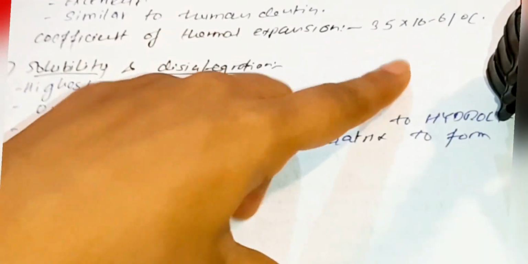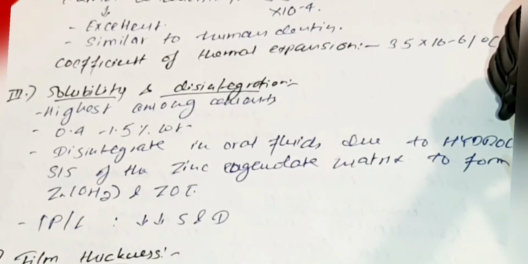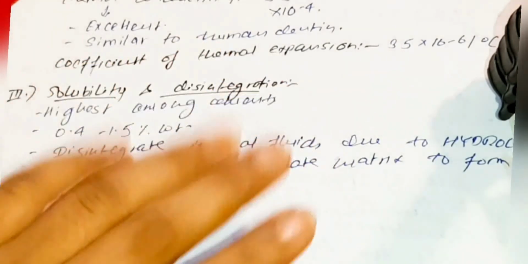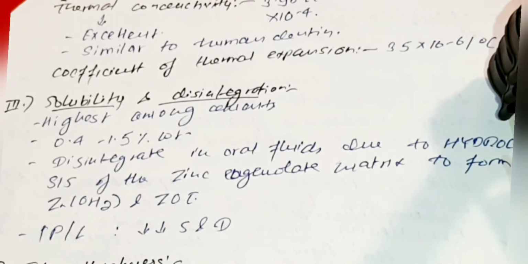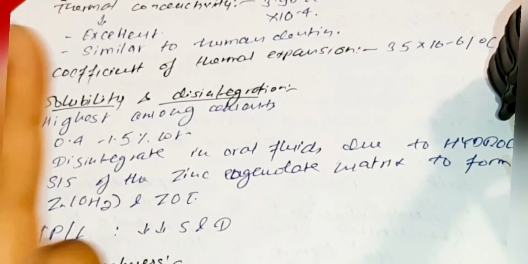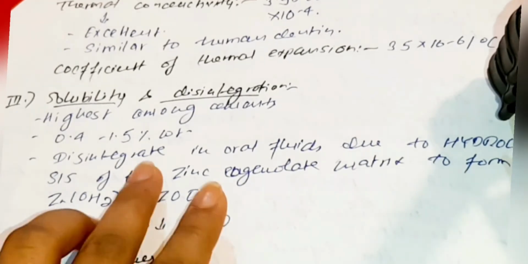Now the next property is solubility and disintegration. This is also a very important property. Why this is important, we will read now. Is this the highest among cements? So this is highest among cements. This needs to be learned, which cement has the highest solubility and disintegration. The solubility of such cement is highest, that is 0.4 to 1.5% weight.